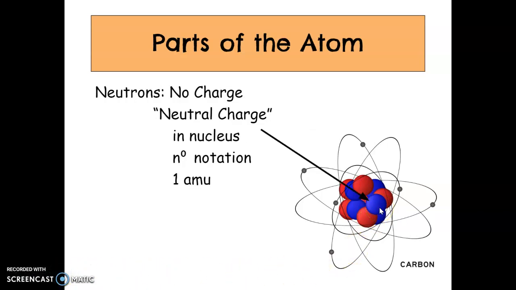Our blue particles are our neutrons. They have a neutral charge, again located in the nucleus. They have an annotation of N with a superscript 0. Again, this 0 just means it's neutral, there's no charge. It's also one atomic mass unit, so 1 AMU. So when we go to find the mass of the atom or an element, all we have to do is add up the number of neutrons and protons, and that'll give us our mass, but we'll talk about that in just a minute.